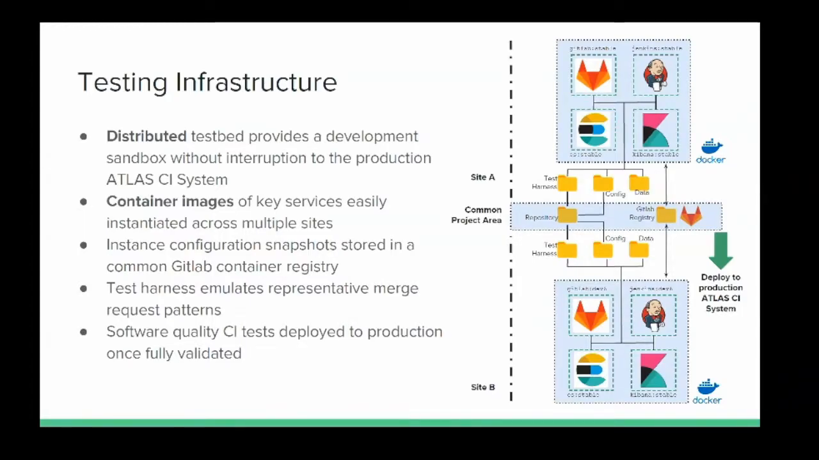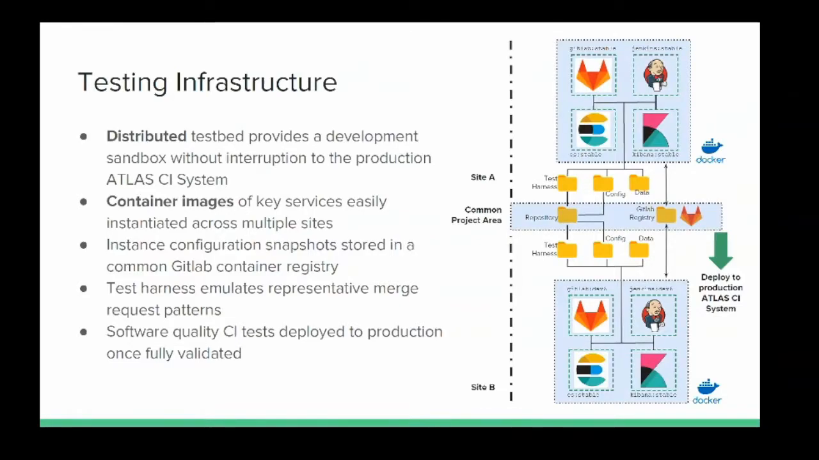So container images of key services are easily instantiated. On one site, for example, you can deploy GitLab, you can deploy Jenkins and other services as well. And alongside that, you can have a test harness where you can have a mock test repository and mock merge requests, and then you can test the response of any software quality tests and the configuration of such before you then deploy to a live production system.